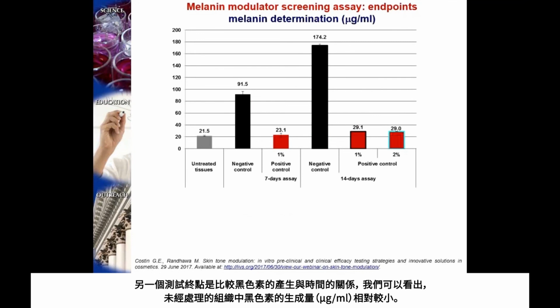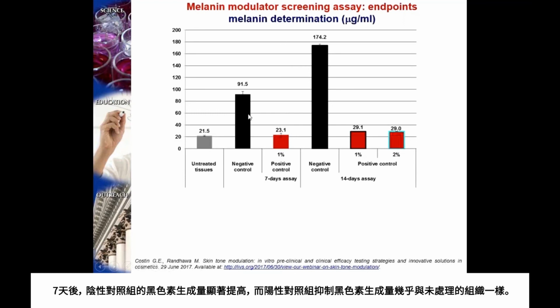The other endpoint of the assay is the melanin endpoint. And comparing the production of melanin again against time, we can see that the production of melanin in untreated tissues in microgram per milliliter is relatively small. The negative control after 7 days has a much higher production of melanin, and the positive control induced a reduction in melanin almost close to the untreated tissues.